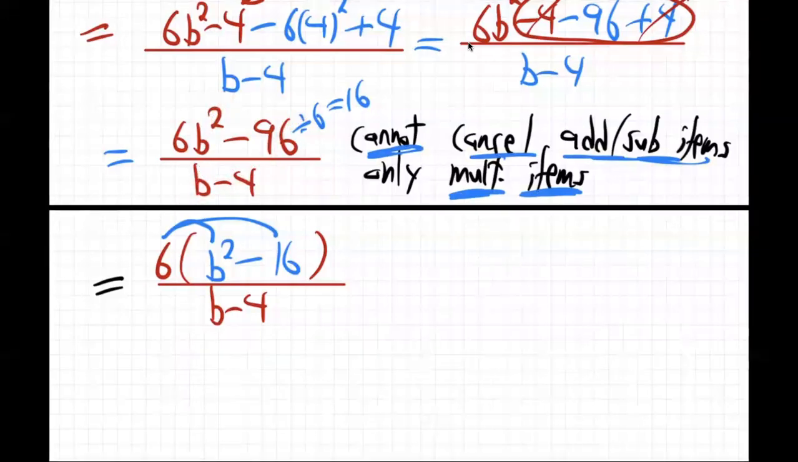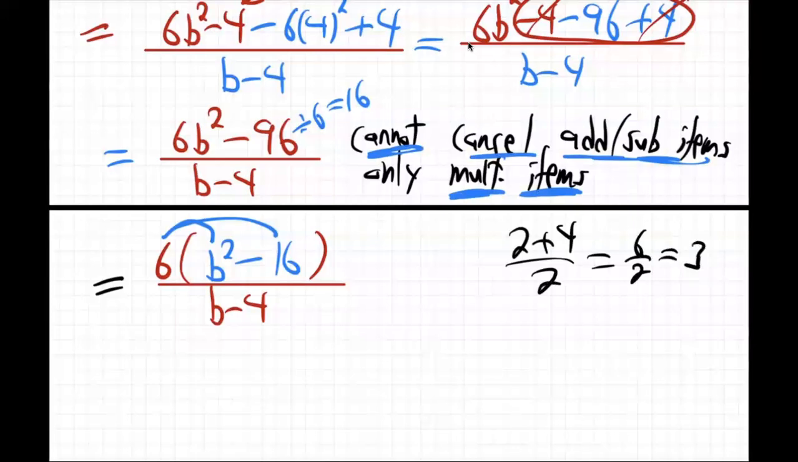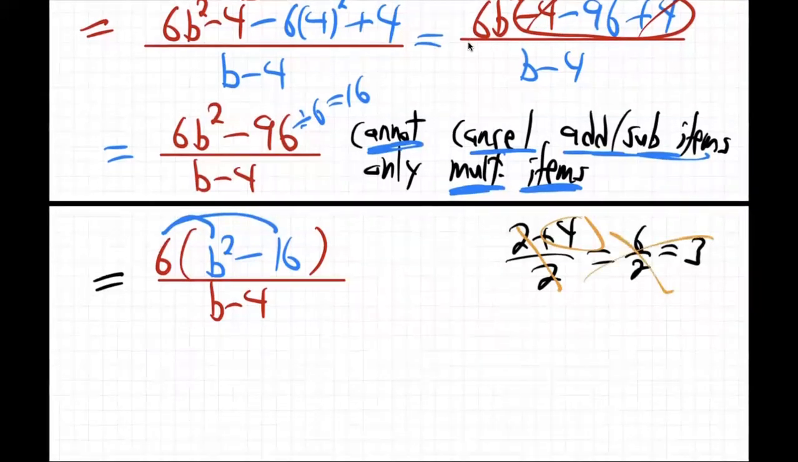Let me prove it. I don't want this to be something Mr. Heron said. So let me show you a simple example. What if I had 2 plus 4 over 2? Now, you know that's 6 over 2 and 3. You know that's the real answer. If you canceled these 2's, it would suddenly be 4. That's not right. See how you can't cancel added or subtracted items? It's just not true. This is garbage, right?